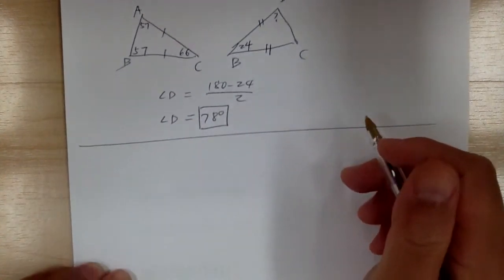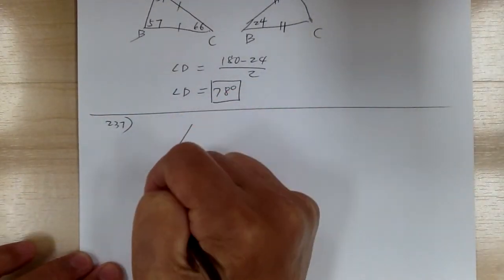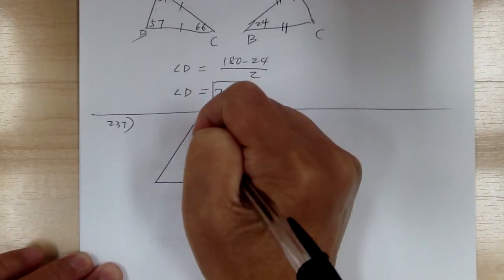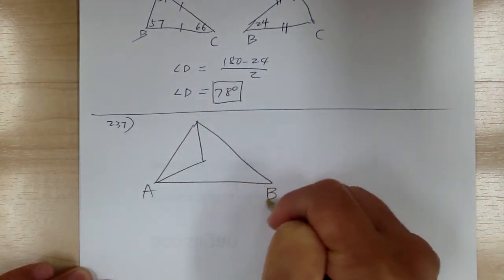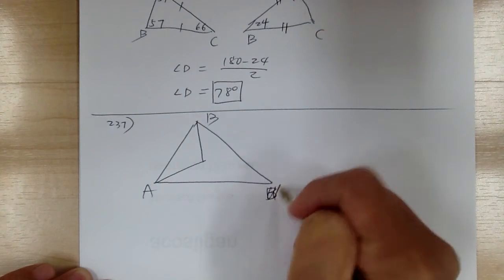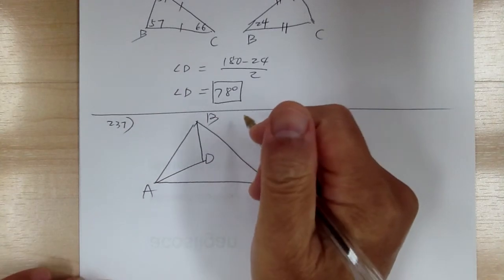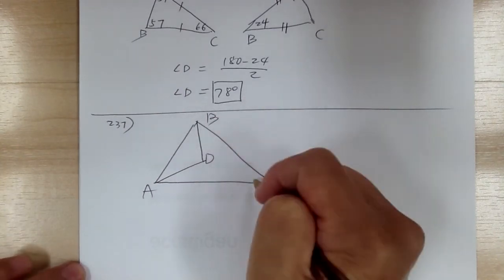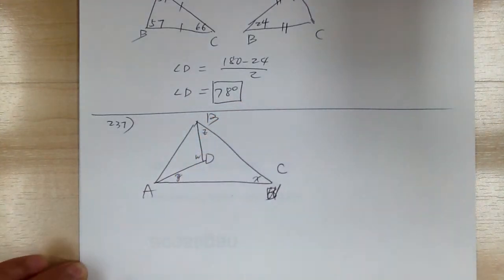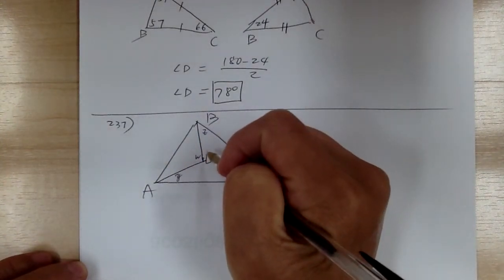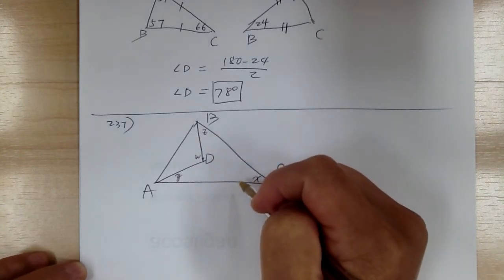Okay, let's go to 237. You got A, B, C, D, and your angles are X, Y, Z, W. Okay, and you're looking for, okay, you solve for X in terms of Y, Z, and W.